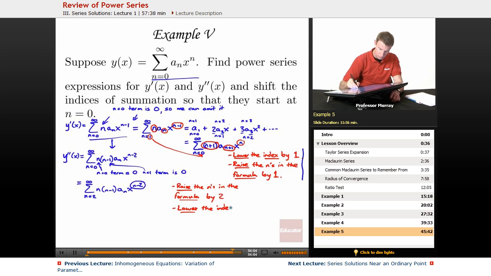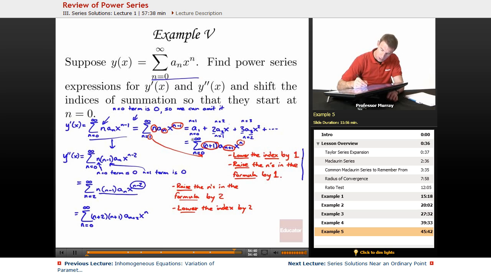By the same principle. I won't bother writing out the series this time. It's the same principle as before. So that n equals 2 in the index, I'm going to drop that down to n equals 0. And I'm going to raise all of these n's by 2. So n turns into n plus 2, n minus 1, raise it by 2, gets to n plus 1. A sub n becomes a sub n plus 2. X to the n minus 2 becomes x to the n.